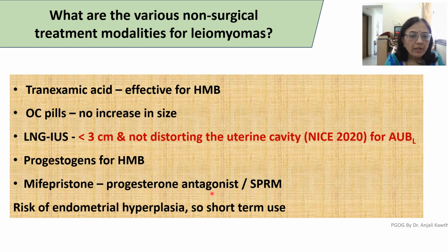Mifepristone is a progesterone antagonist, or some textbooks mention it as a selective progesterone receptor modulator. It can be given, but the risk of endometrial hyperplasia is there with prolonged use because it is mainly a progesterone antagonist. So estrogen will be acting on the endometrium with unopposed action of progesterone, so the risk of endometrial hyperplasia is more. That is the reason mifepristone can be used only as a drug for short-term use.